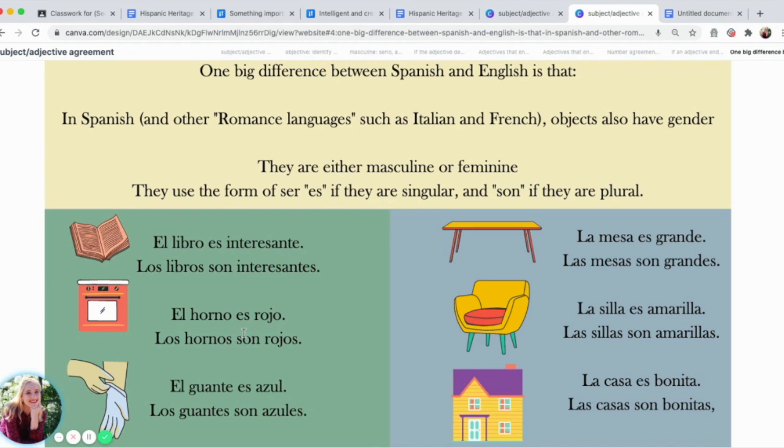So there's a few major differences. First is with the verb ser. We're changing it from es to son. Es is for single objects or people. Son is for plural. We are also adding an S. Okay, interesantes, rojos. Or if the adjective ends in a consonant, we're adding es, azules.